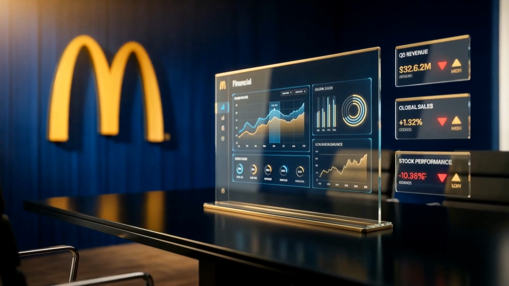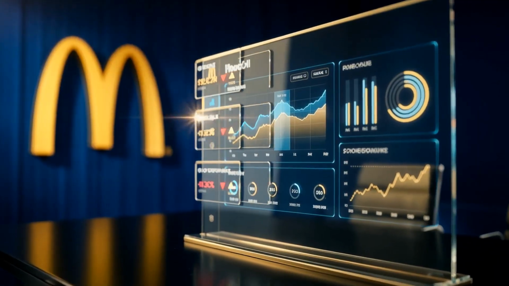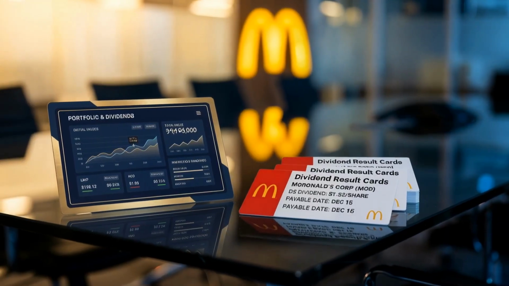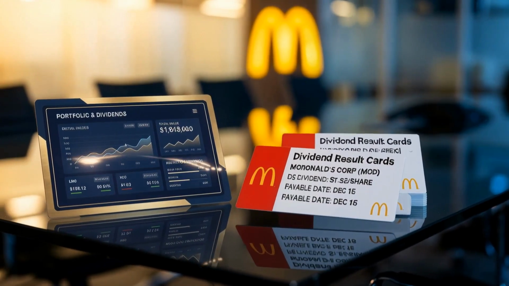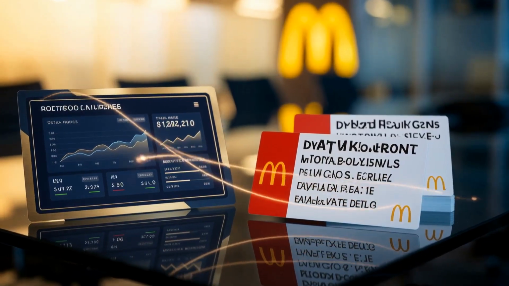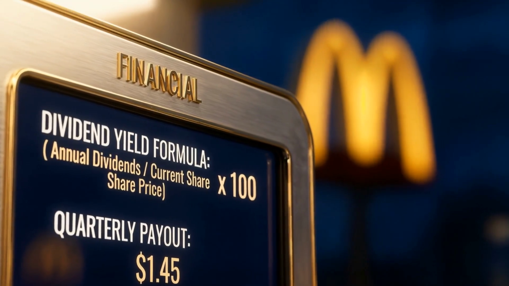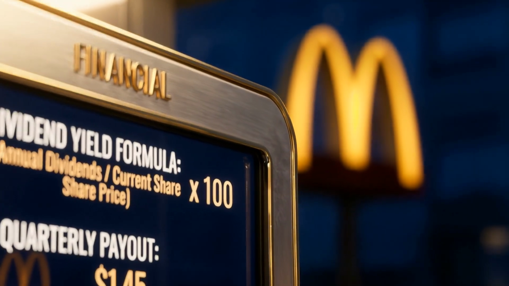I'm going to show you exactly how much dividend income you'd earn from McDonald's stock at 3 different investment levels. Whether you're thinking about putting in $1,000, $10,000, or $100,000, I want you to see the actual shares you'd own and the real cash that would hit your account. McDonald's has been paying dividends for decades, and the math here is straightforward once you understand the formula.